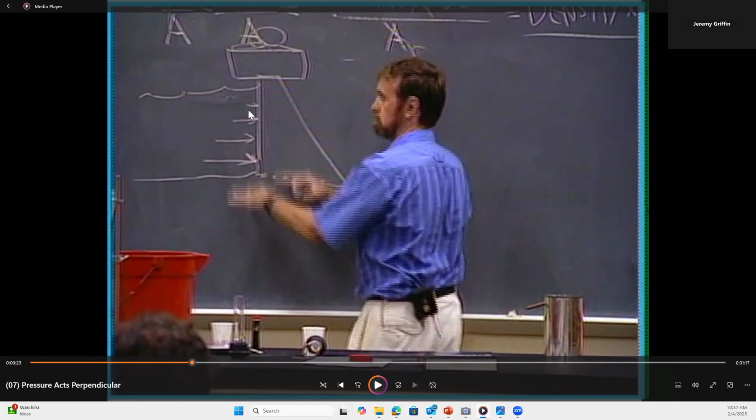Guys, what's the connection between force and pressure? You guys remember this from last semester? Pressure is equal to force divided by what? Force per.